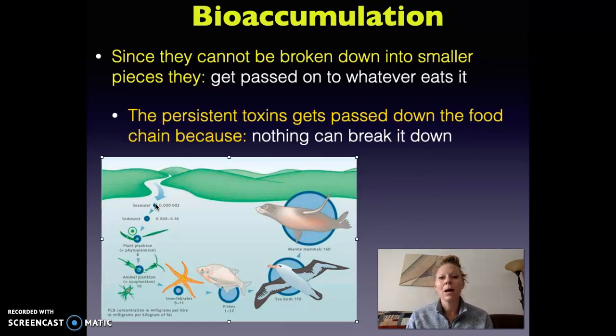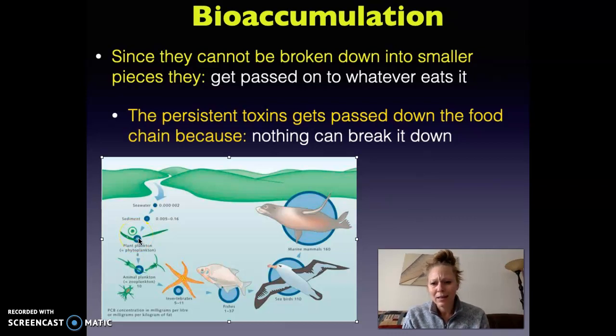At very small amounts, it's not going to hurt you. But when it builds up, when you get more into your system, it starts to have a greater negative impact. And so here in the seawater, because of pollutants, and we'll talk about how they get there later, different pollutants that we find in our water, we can see how it gets passed on to the phytoplankton, or plant plankton.